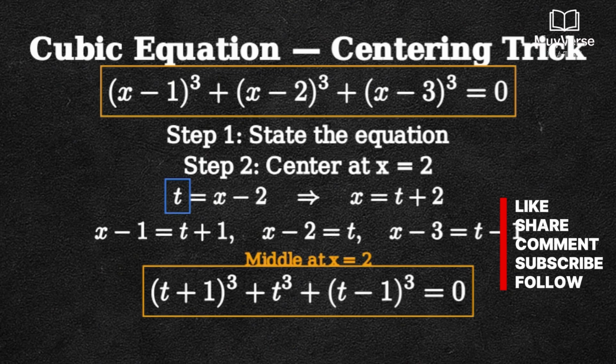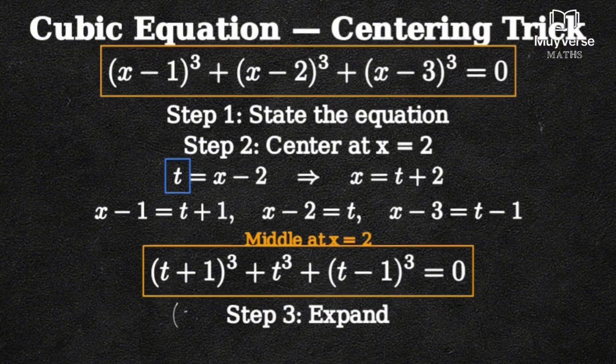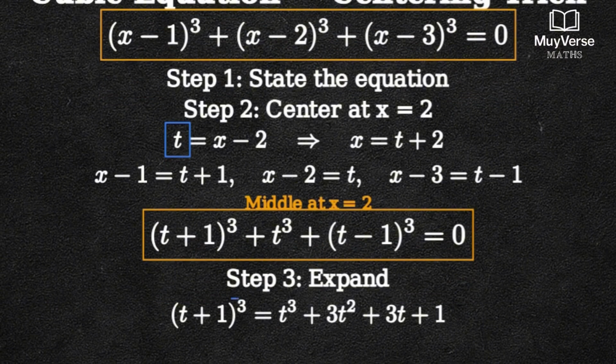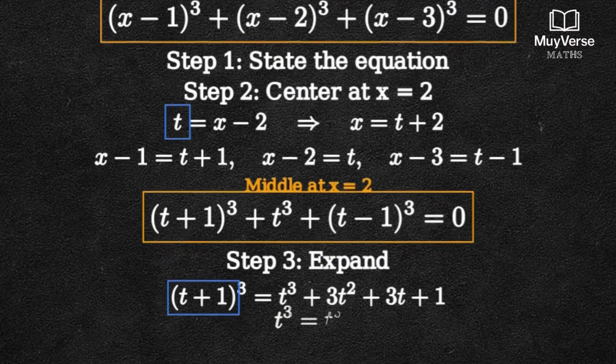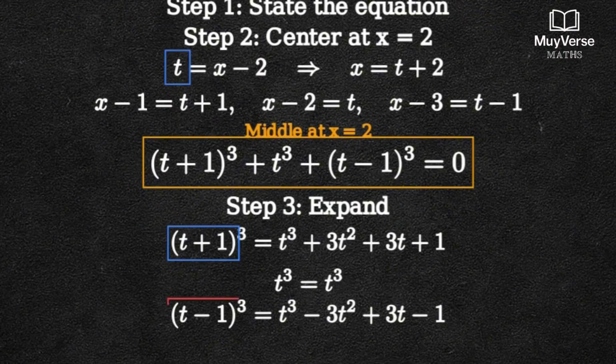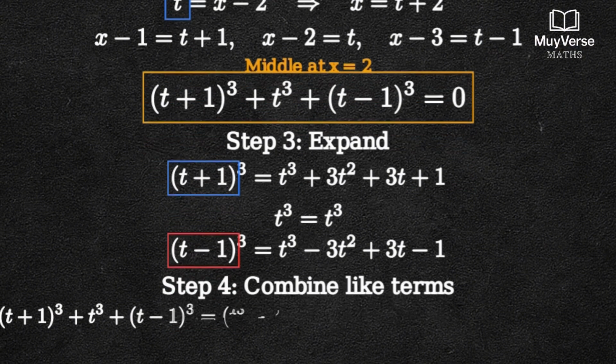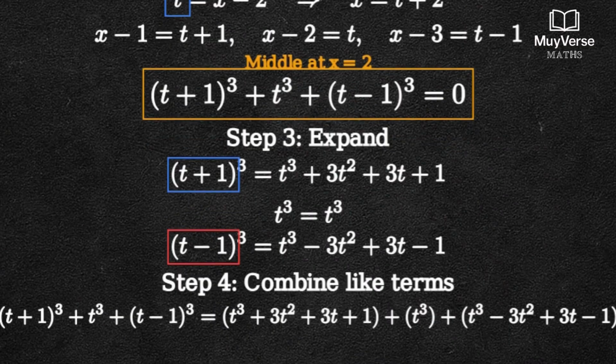Step 3. Expand each cube. (t plus 1) cubed equals t cubed plus 3t squared plus 3t plus 1. t cubed is just t cubed. (t minus 1) cubed equals t cubed minus 3t squared plus 3t minus 1. Step 4. Add all 3 expanded lines. We get t cubed plus 3t squared plus 3t plus 1, plus t cubed, plus t cubed minus 3t squared plus 3t minus 1.